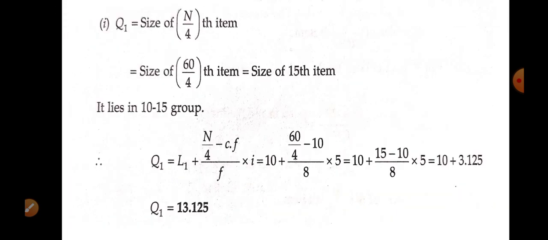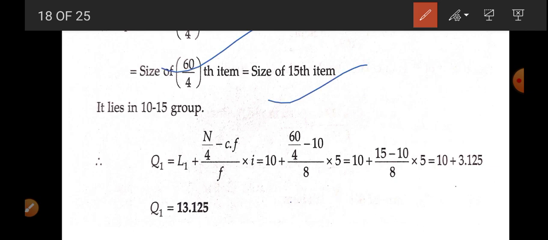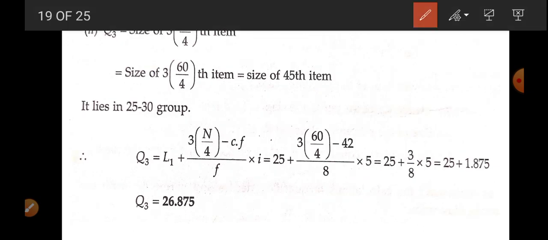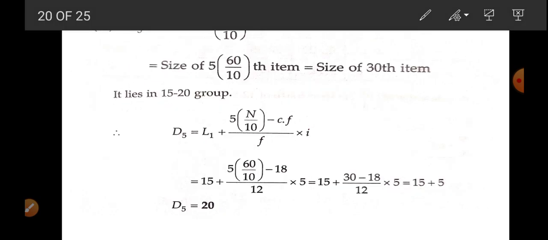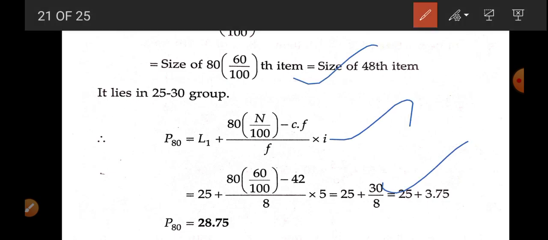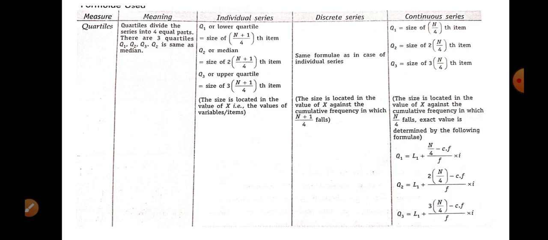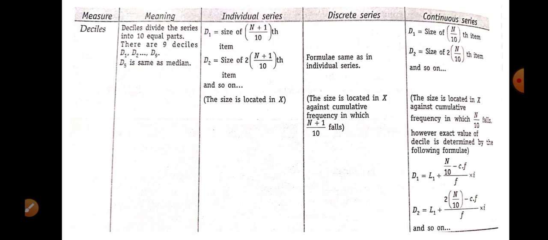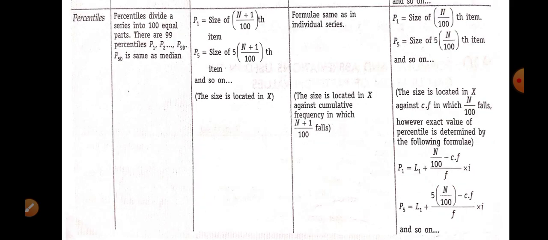Okay student, so here you can see all the calculations I have given with the explanation. Q3 I already told you how to calculate, D5 how to calculate, and P80. Here is given a quick revision. The quartile divides into 4 equal parts. We calculate 3 quartiles. This is the equation for individual, discrete and continuous series. In the same way, decile divides into 10 equal parts. We calculate 9 deciles, and this is the way we calculate it. Percentile divides into 100 equal parts, and these are the equations in different series.